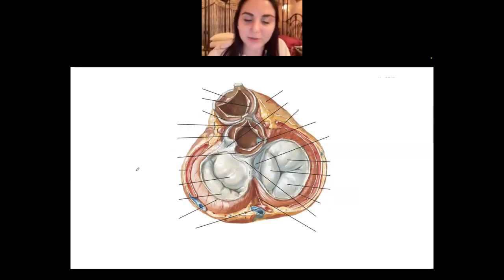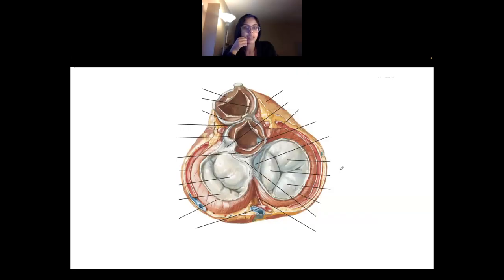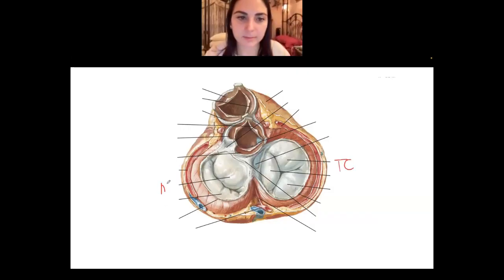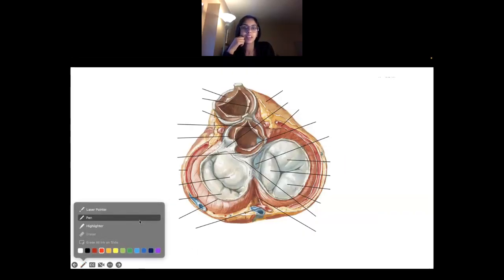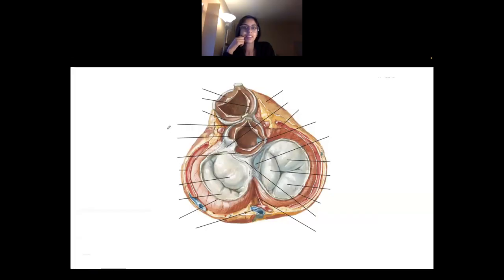So what if I just showed you this picture of a cross section of a heart, and you had to identify what these valves were? Could you tell me? So the one with three is the tricuspid. And then the other one is mitral. And then I think the one in the front might be the aorta, and the other one is the pulmonary artery.